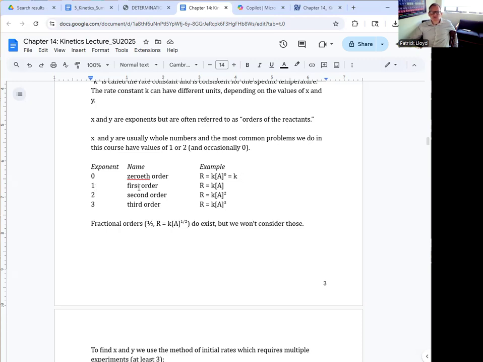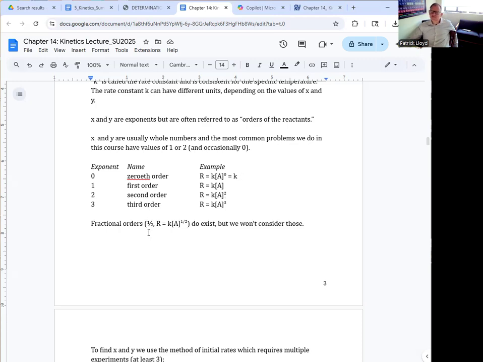If the exponent is a 1, we call that first order. So rate would be equal to k times the concentration of A. If it's second order, that means that the exponent is a 2, and we would say that the rate is equal to k times the concentration of the reactant squared, and so forth and so on.